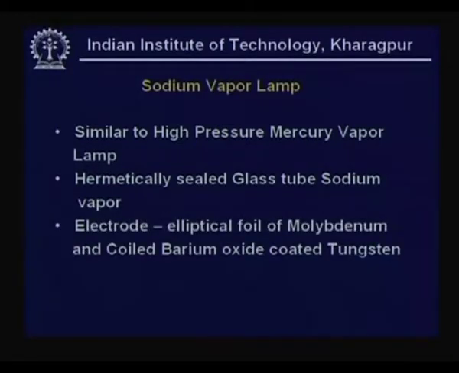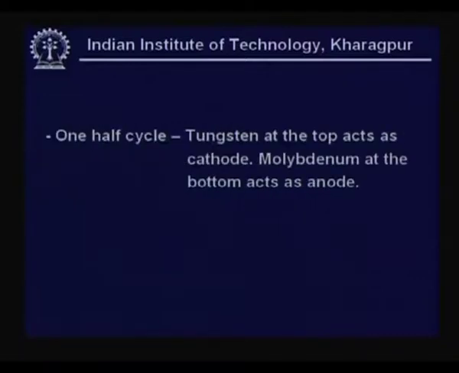Now, here again we have two electrodes, which can act as cathode and anode depending on the half cycle to which it is applied. These are made of elliptical foils of molybdenum, and you have barium oxide coated tungsten on top of this, on the base. If you recall the picture we saw of the discharge tube, in one half cycle, tungsten at the top acts as cathode, molybdenum at the bottom acts as anode.